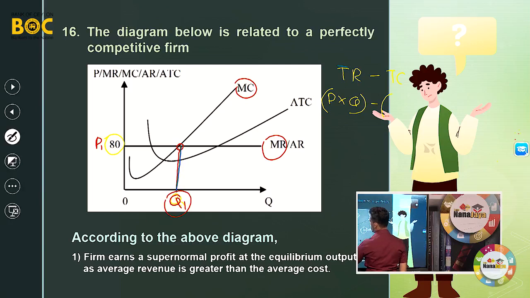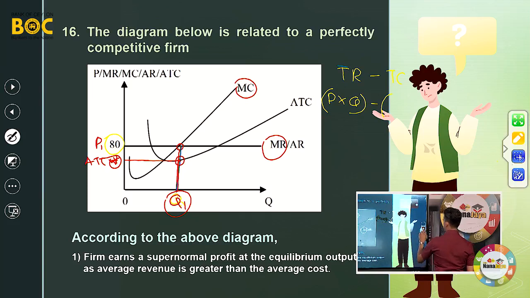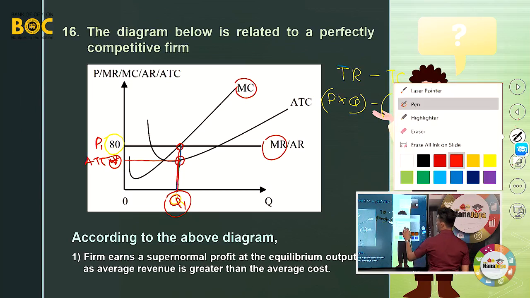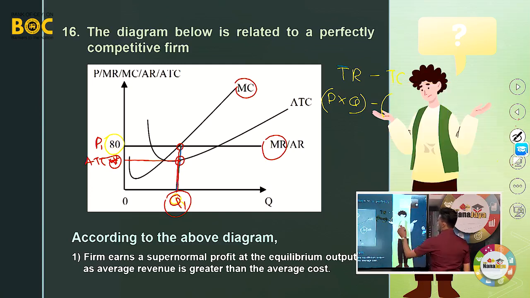Total cost should be calculated by multiplying the average total cost at this respective output. How do you get it? We go along with this output to the ATC curve and identify the corresponding value, this value. So there is a certain average total cost value you get here. That ATC value should be multiplied by the corresponding quantity to get the total cost.